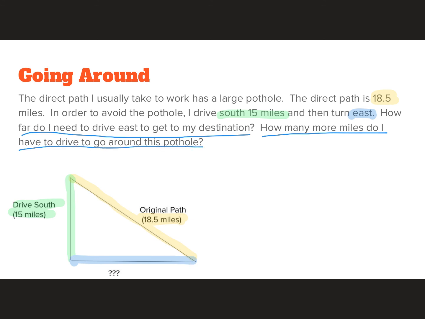Okay, so first thing we need to find is figure out how far I need to drive east. So this is my hypotenuse here. That's my direct path to work. So I know that if I have 15 miles squared plus whatever, they call this x squared, equals 18.5 squared. Well, 15 squared is 225 plus x squared equals, let's see what 18.5 squared is. I'm just going to put that in my calculator because I really don't know what that is.